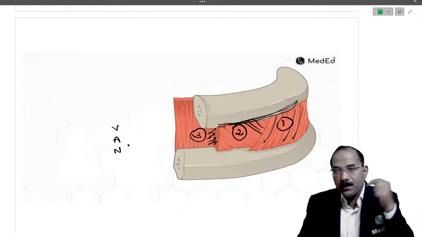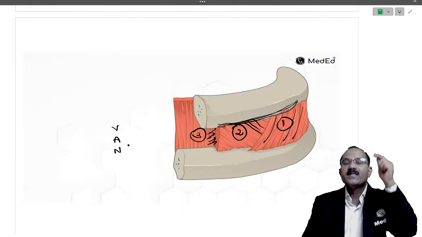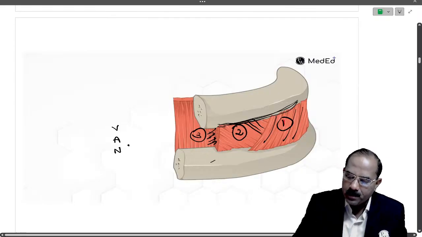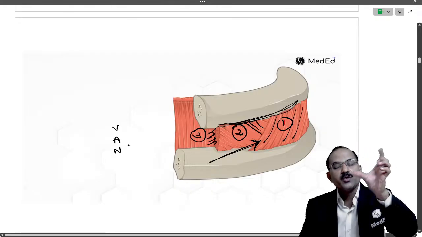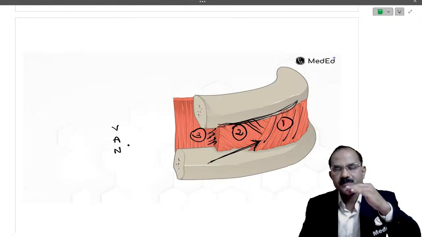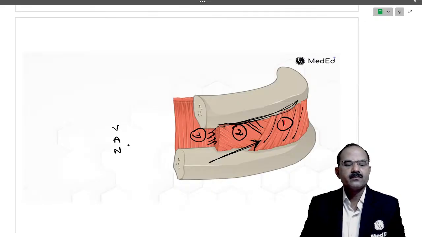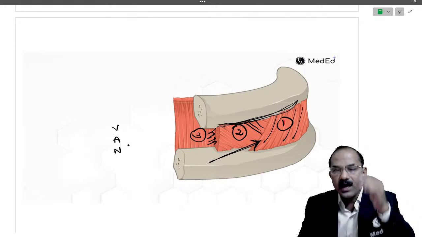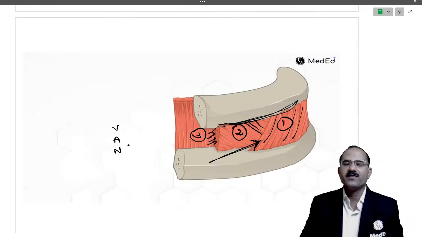So if you are doing a pleural tapping, if you are removing fluid from the pleura, where are we supposed to put the needle? We will put the needle along the upper border of the lower rib. Why? To prevent injury to the vessels and nerves. Clear? So to prevent injuries to the vessels and nerves, where do we insert the needle? Along the superior border of the lower rib.